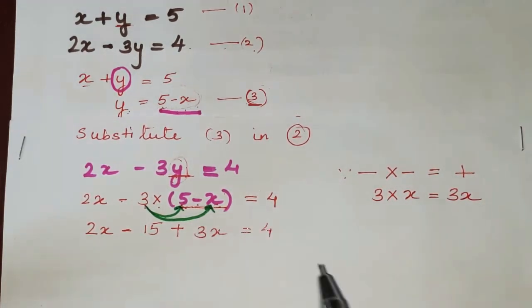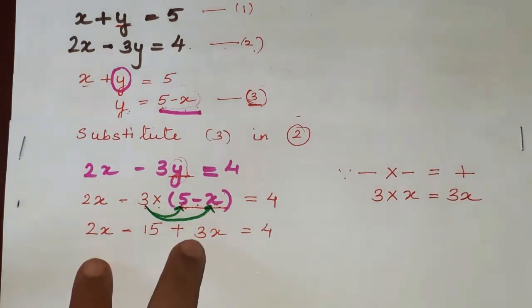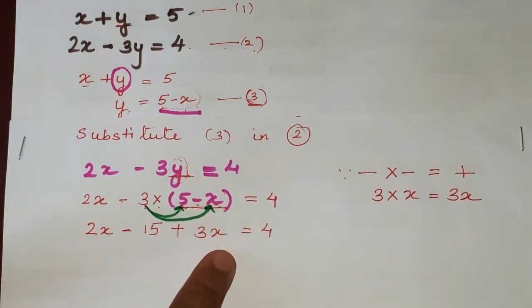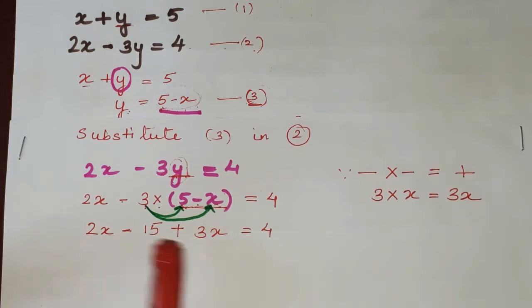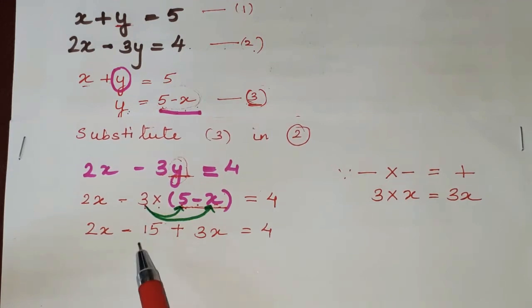is equal to 4. Now we have to see which are the like terms, which are the similar looking terms here. So 2x is a number along with a variable, and only one variable is here, so this is a monomial. Then 15 is a number without any variable, it is a constant. And the third term again is a number with a variable, so it is again a monomial.